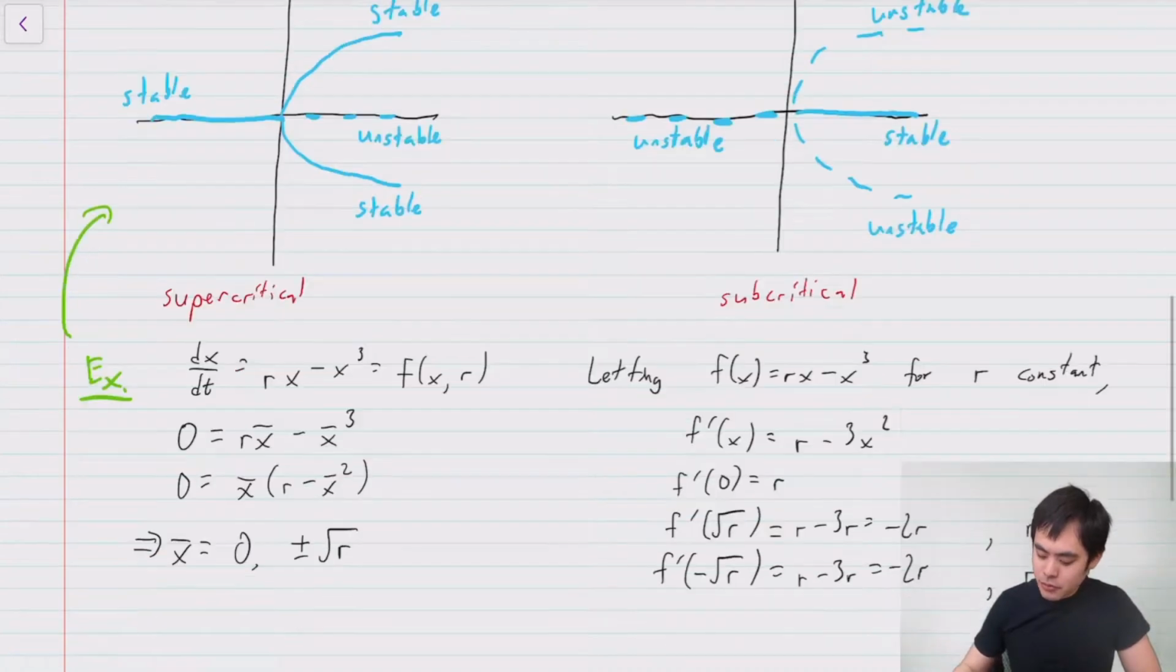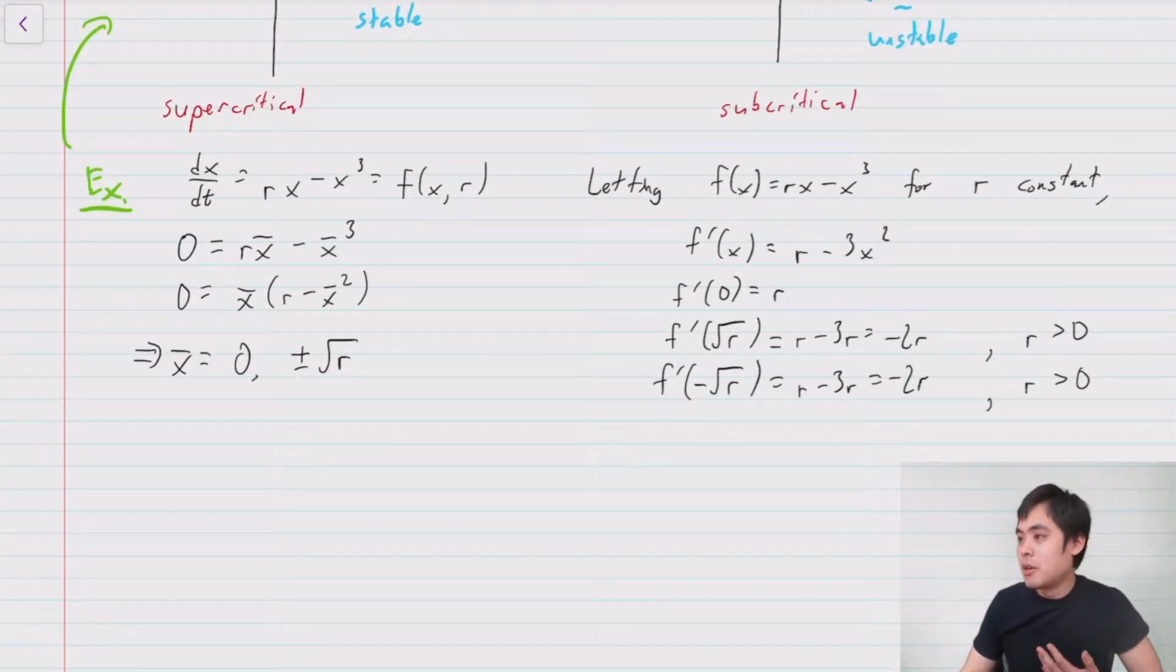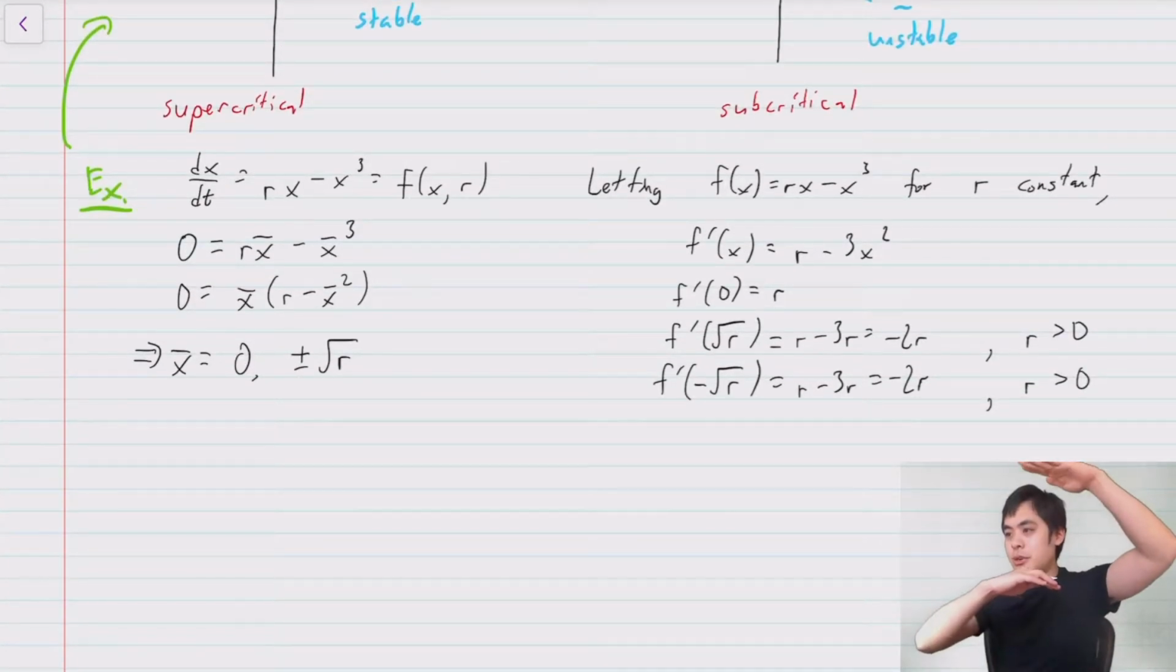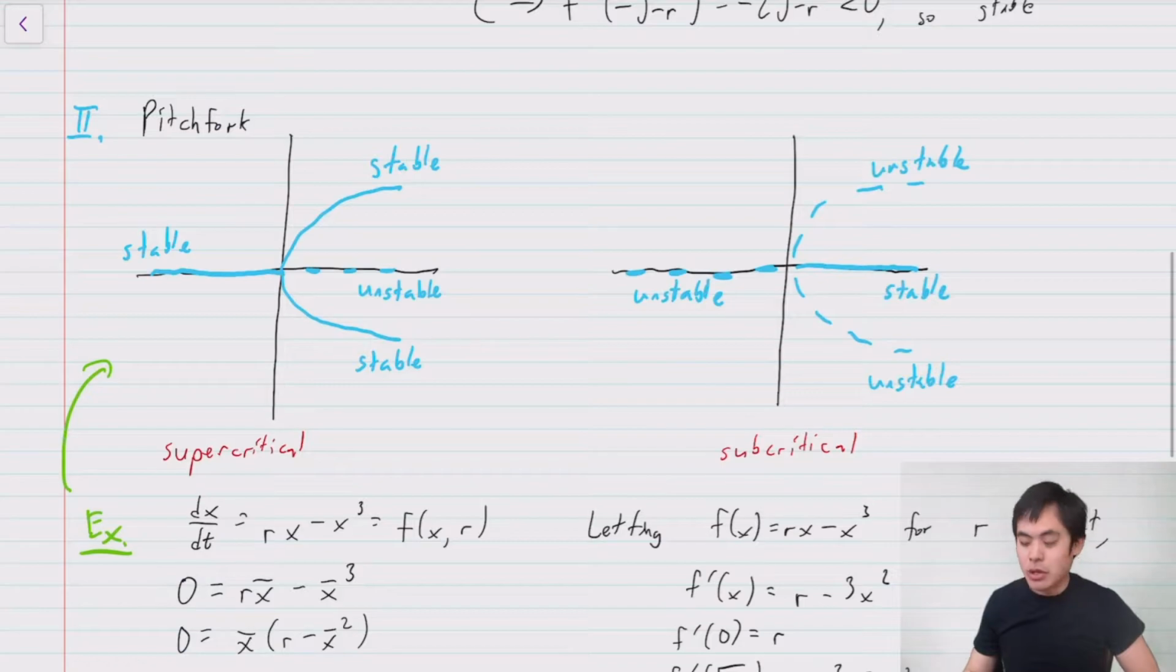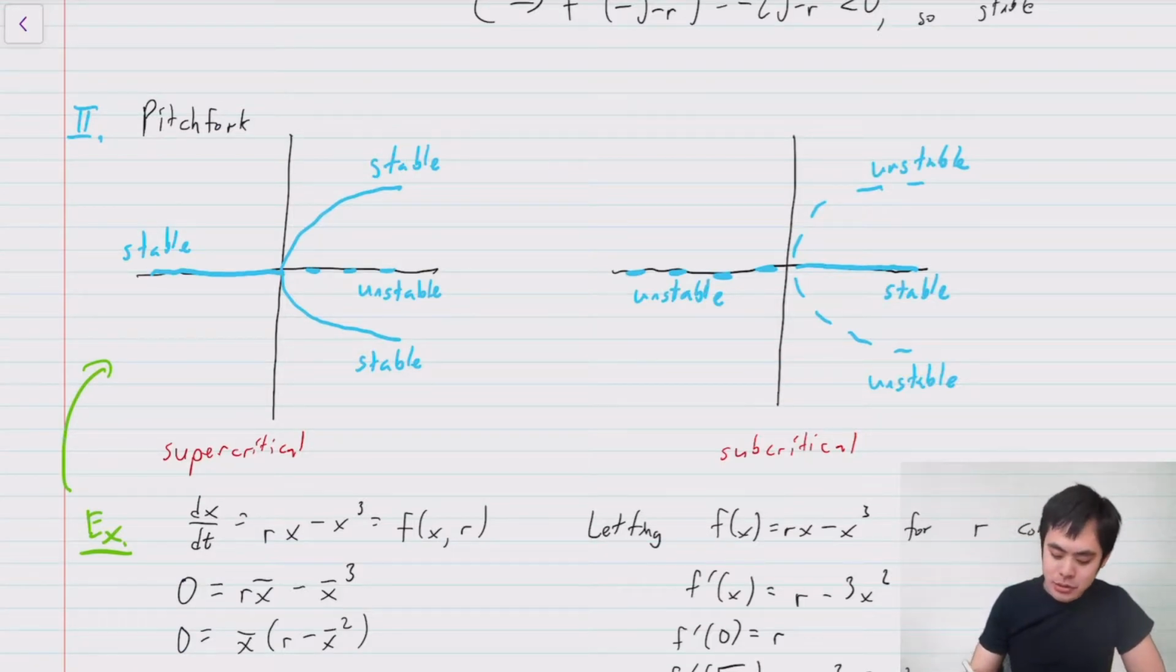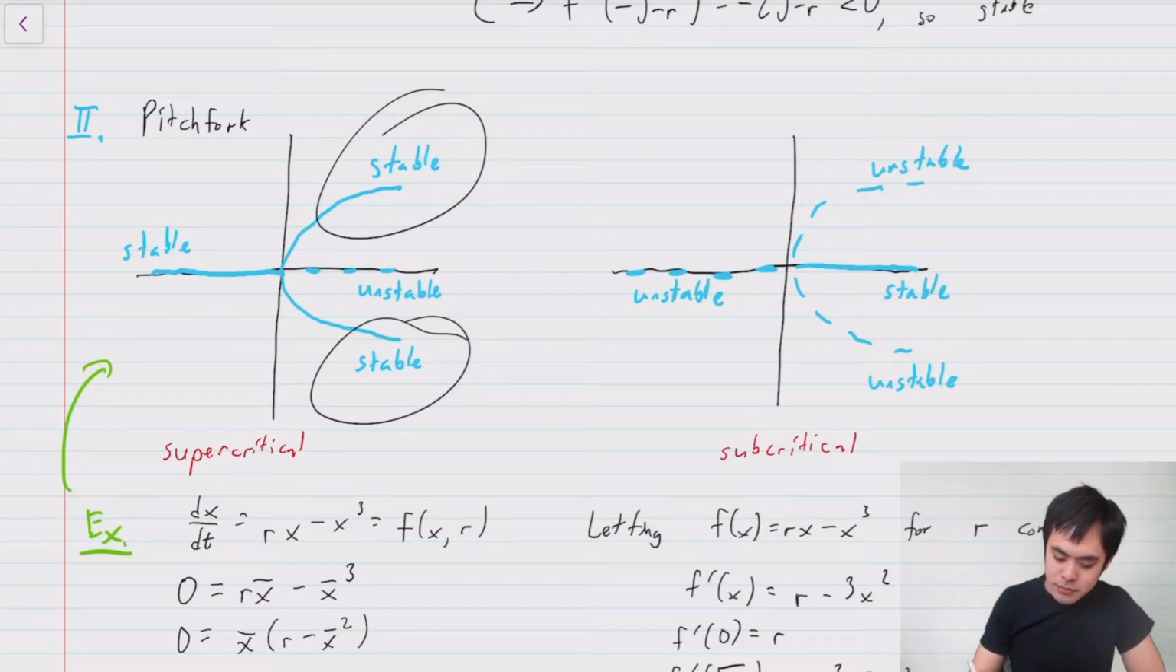On the other hand, for f prime of the plus or minus square root of r branches, those both have first derivative minus 2r, so it's stable when r is positive, and it doesn't exist when r is negative. And so you get these two branches.